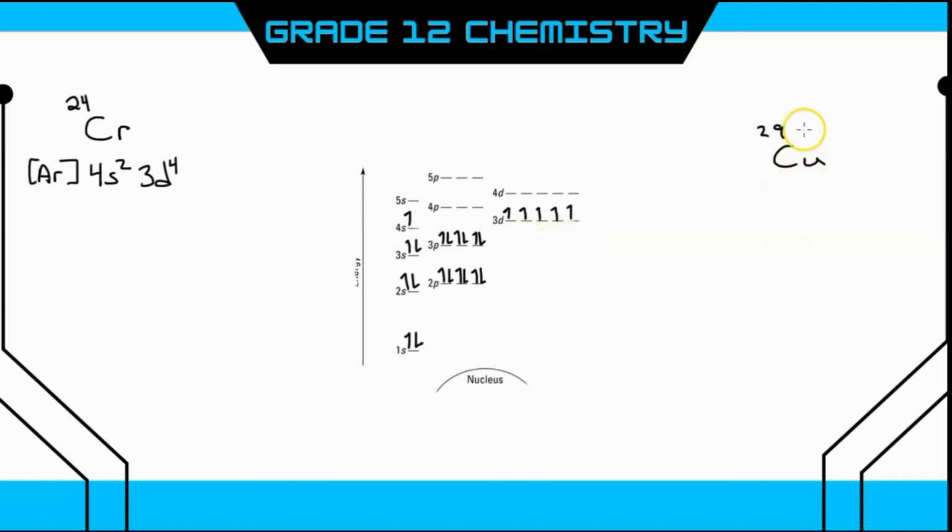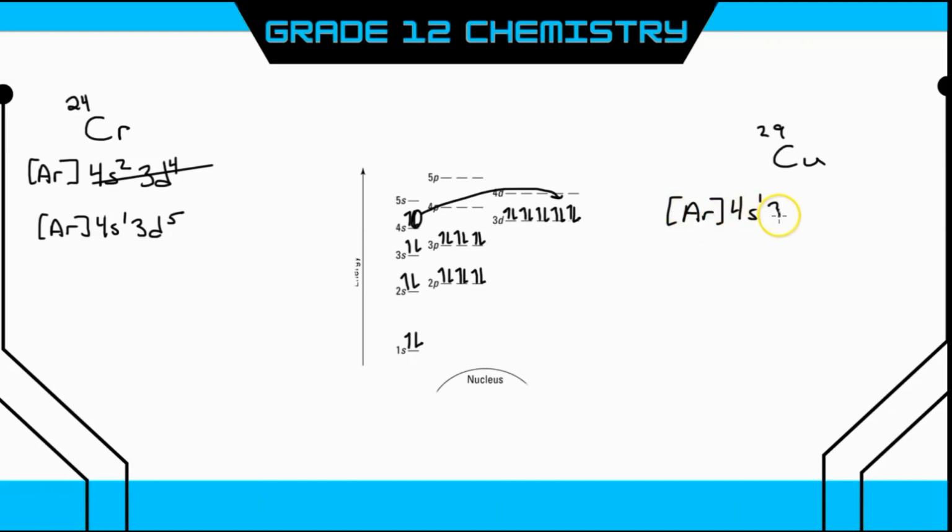Now in the case of copper, which is 29, copper looks like this initially, where the 3d shell isn't quite full. So it likes to do the same thing. It likes to take this electron and move it over here to fill that 3d shell. And these are our 2 exceptions. So chromium actually looks like this, where we have 4s1 and 3d5. And copper will look like this, where we will have 4s1 and 3d10.